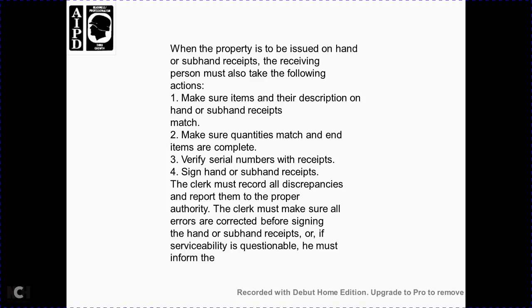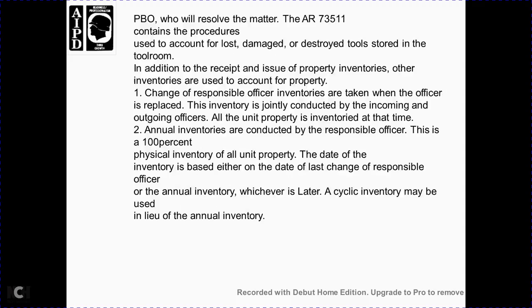When the property is to be used on hand receipt, sub-hand receipt, the person receiving it must also take the following actions. Make sure the item matches the description on the hand receipt and sub-hand receipt, and make sure the quantities match and the items are complete with the serial numbers. They must record all the discrepancies and report them to the proper authority. The clerk must make sure all the errors are corrected before signing the hand receipt with the sub-hand receipt. Or if it is serviceable and questionable, he must inform the property book officer, who will resolve the matter.